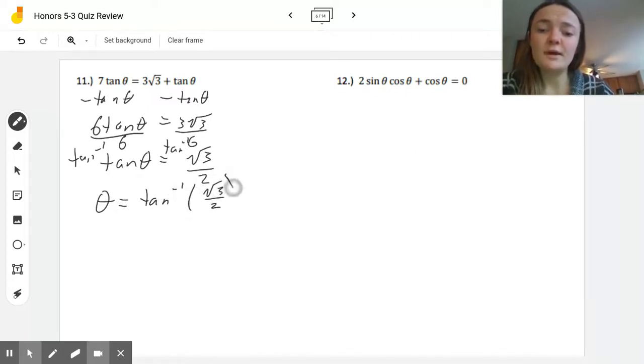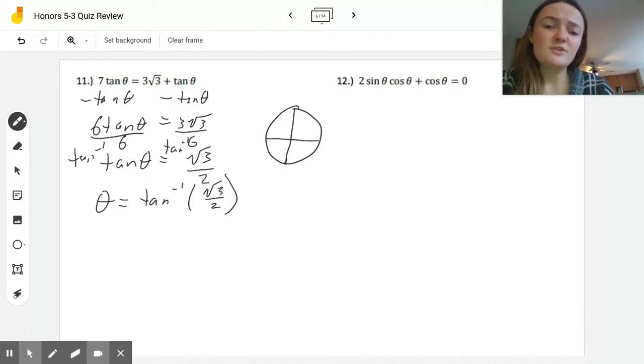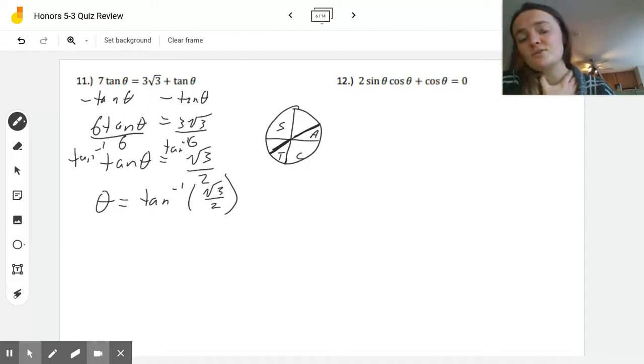Now real quick, I'm just going to make a really quick sketch of what I think the answer should be. So if tangent is positive, that means my first answer has got to be somewhere here. And if tangent is positive, I also know that my answer is going to be somewhere here. And the reason I know that is all students take calculus. Tangent is positive in the first quadrant and in the third quadrant.